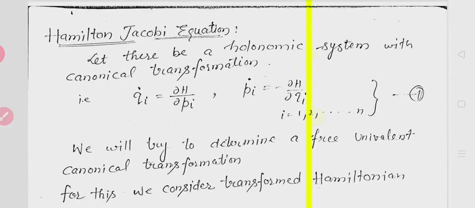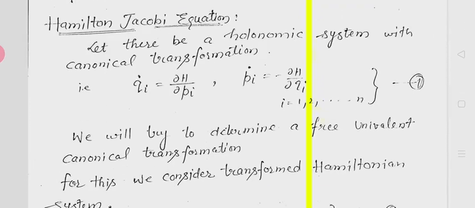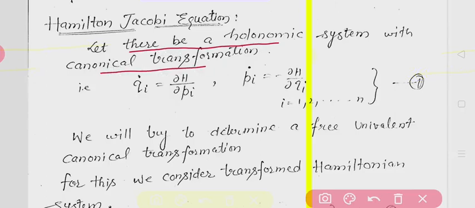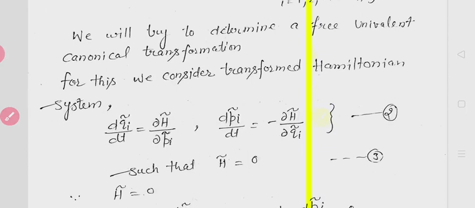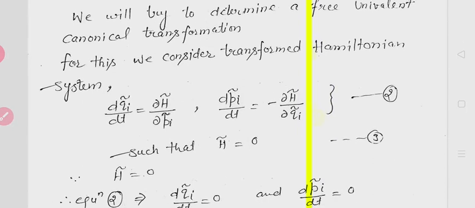Now there is a next theorem, which is the Hamilton-Jacobi equation. Now for this, suppose that a holonomic system with the canonical transformation: qi dot is equal to curl h over curl pi, and pi dot is minus curl h over curl qi, where i varies from 1 to n. We will try to determine a free univalent canonical transformation. So for this, what you have to do, we have to determine the free univalent canonical transformation.